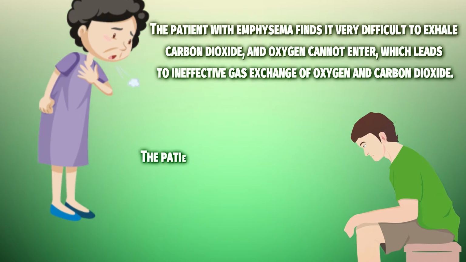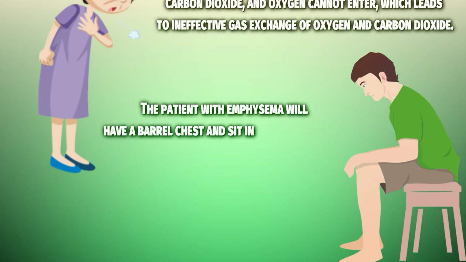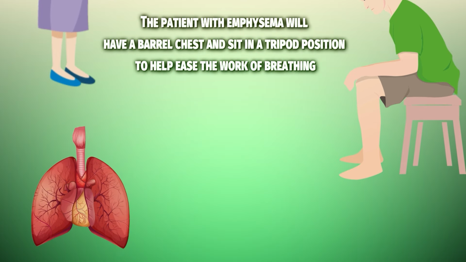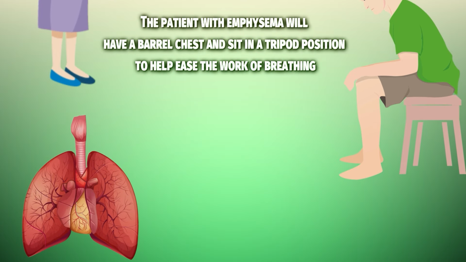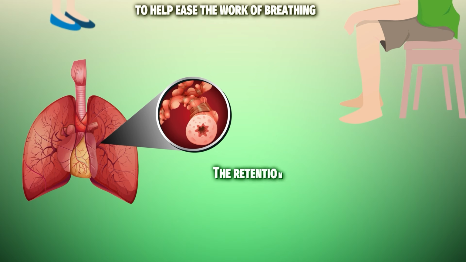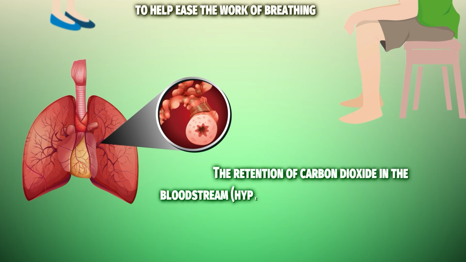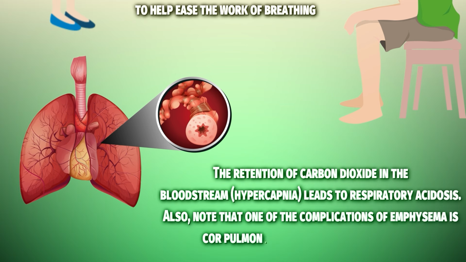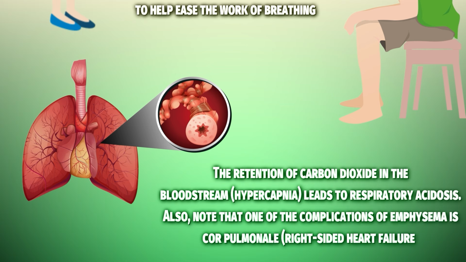The patient with emphysema will have a barrel chest and sit in a tripod position to help ease the work of breathing. Please note that the majority of patients with emphysema have increased dead space in their lungs and impaired oxygen diffusion, which leads to hypoxemia. The retention of carbon dioxide in the bloodstream, hypercapnia, leads to respiratory acidosis. Also note that one of the complications of emphysema is cor pulmonale, right-sided heart failure.